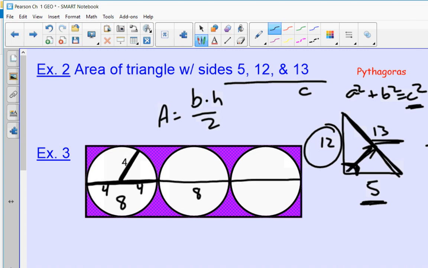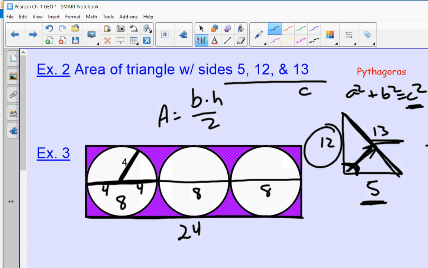And I'm assuming too that the circles are all touching each other at one specific point. So how did that help me? Well, one, it tells me the length of this rectangle has got to be 24. If I add 8 plus 8 plus 8, that gives me 24.